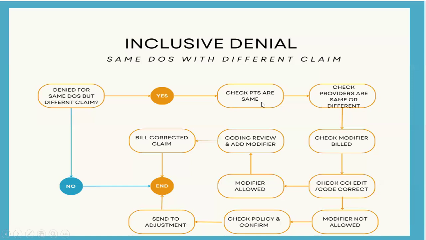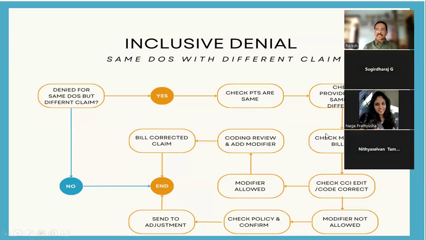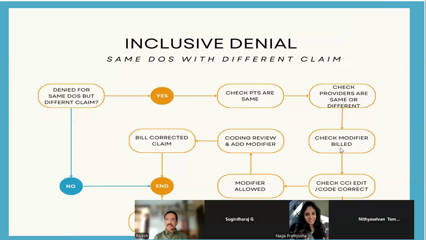Mostly the patients will be the same. There will not be any issue. For a checkpoint, we are doing it. And coming here, the providers are different or the same. So you need to confirm that here. And then what do you need to do? You check the modifier billed. Okay, what kind of modifier are we billing here?